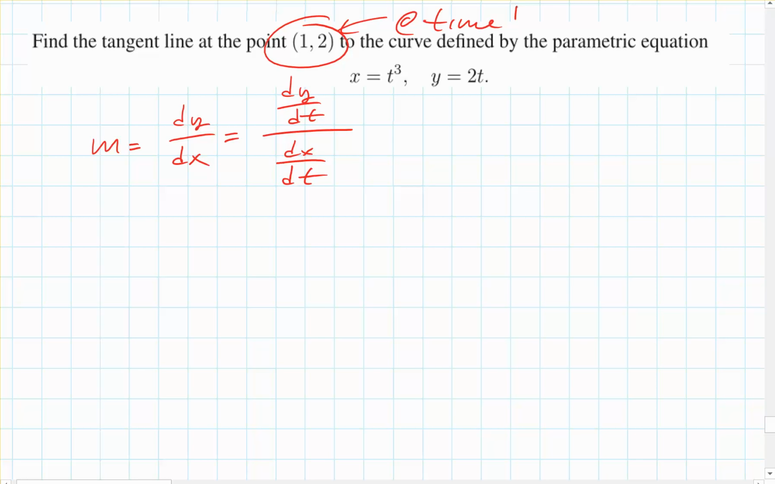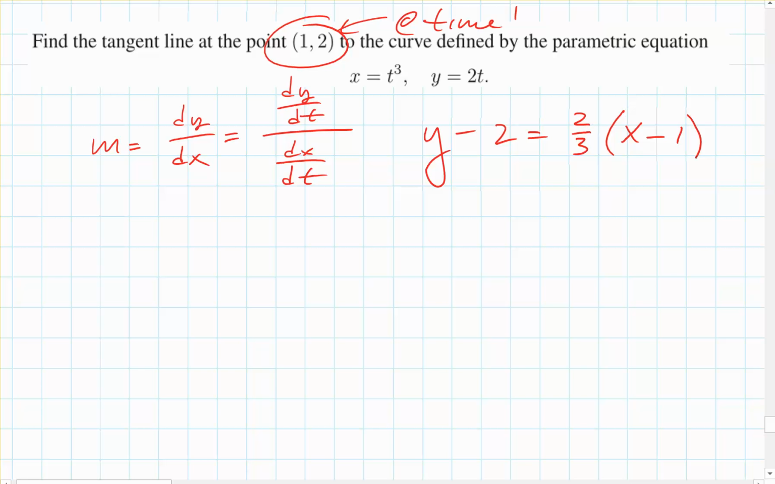How do you know it's at time 1? Because when you plug in 1 into here, you get 1 cubed is 1, 1 times 2 is 2, which is this point. You were going to have to figure that out frequently. So when you do this, you end up with y minus 2 is equal to 2/3 times what? Was it x minus 1, like this?